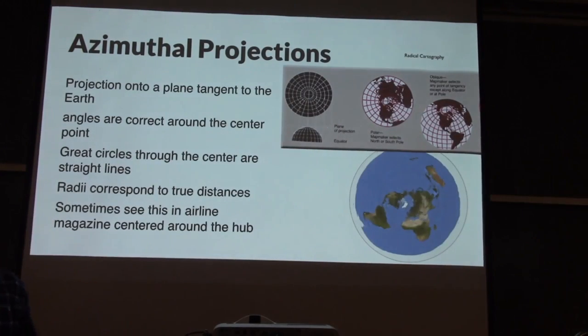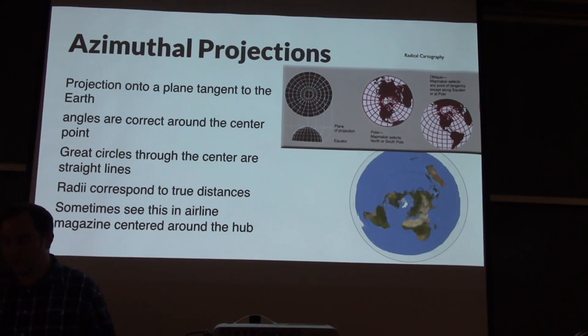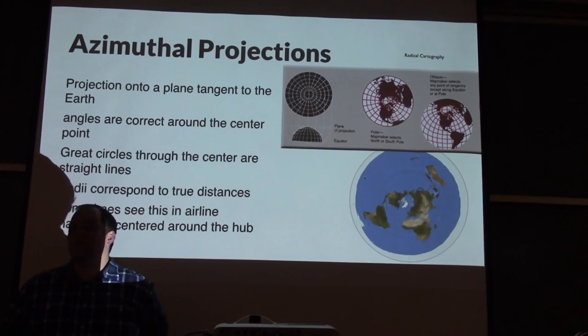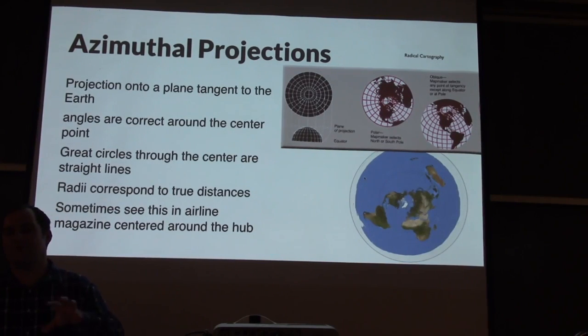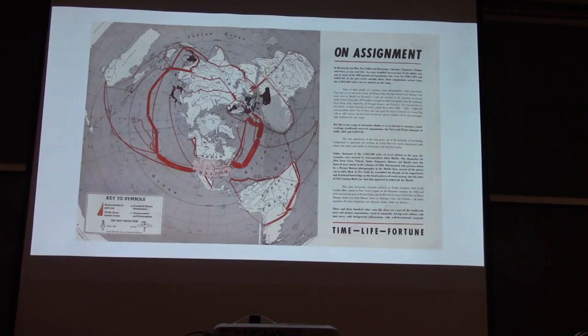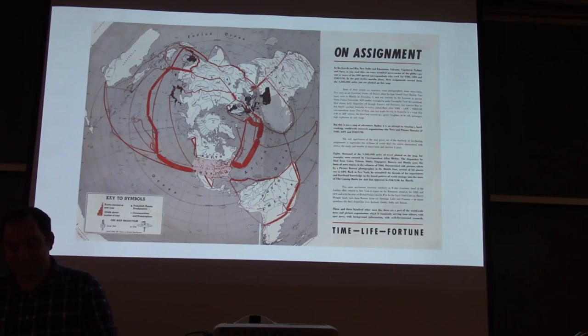There's azimuthal projections, where I essentially take the sphere and project it onto a disk, which makes angles correct from the center point, and the radii correspond to true distances from the center point. So this is a very special purpose projection, right? If you have one point on Earth and just want to show everything in relationship to that one point, then that could be a good example. Here is a good example of how that was used, showing how people are traveling around the country, for this Time Life magazine somewhere in the 60s or 70s.